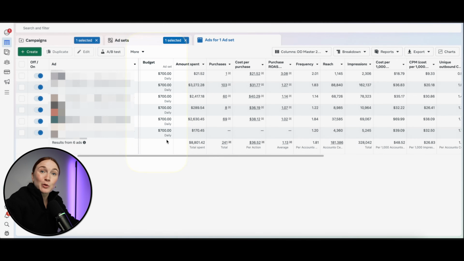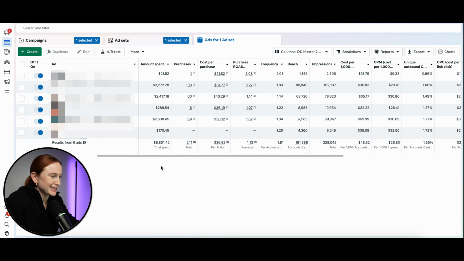This is an ASC campaign, which is why we have ad set, and this was at a $700 daily budget. Now, if you're just starting off, you're not going to have budgets that high, of course. I would suggest starting off with at least $100, especially if you're doing an ASC campaign. But now let's get to the data. Let's get to the good stuff.